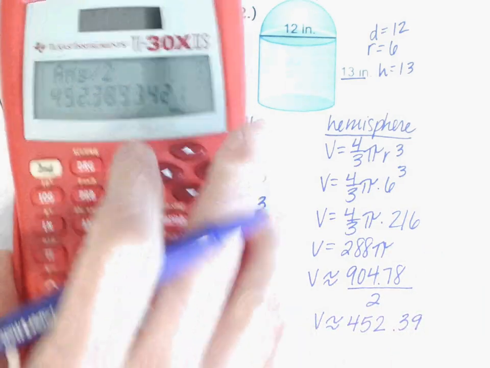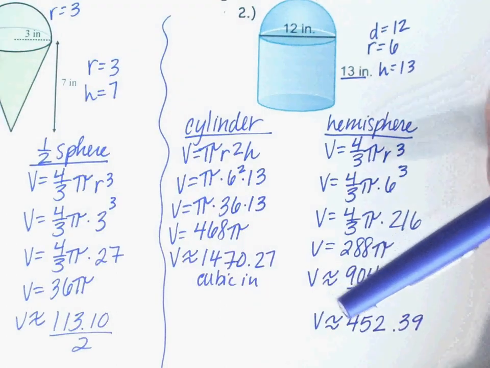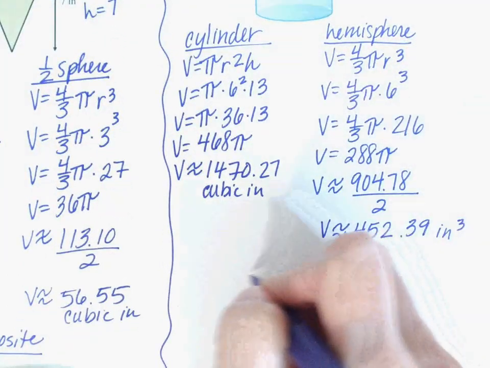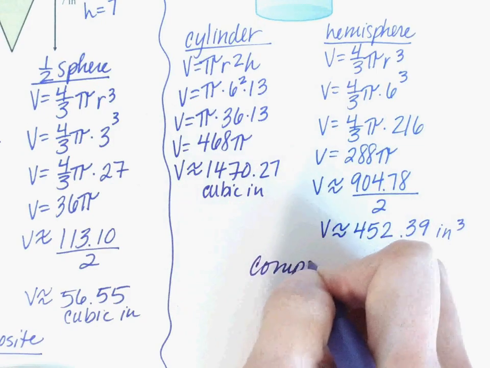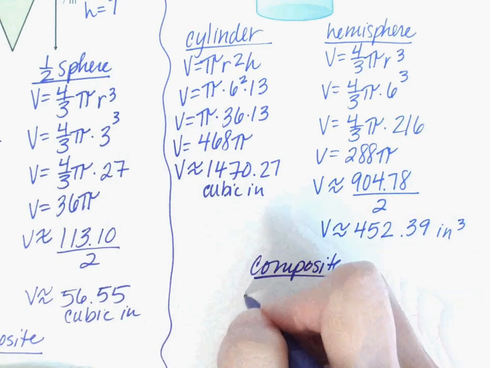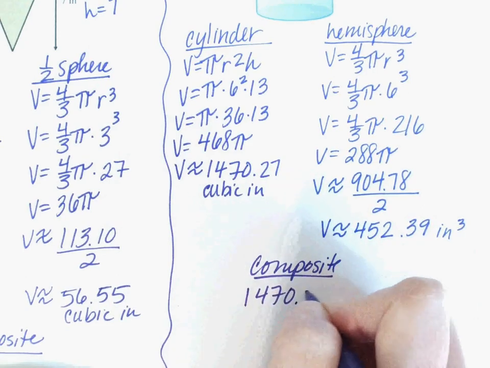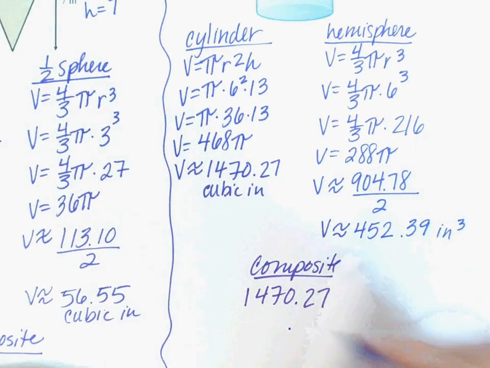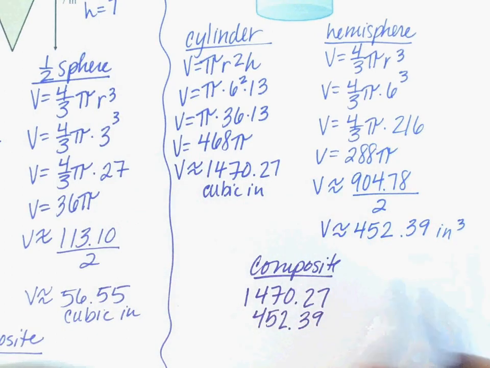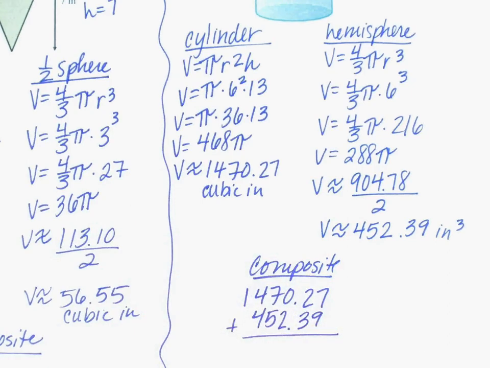Then what I'm going to do, remember we have to find the composite volume. So the composite volume is adding this together. So I'm going to write out composite. I'm going to take my two volumes, 1,470 and 27 hundredths, and I'm going to add this to 452 and 39 hundredths. Add that up.